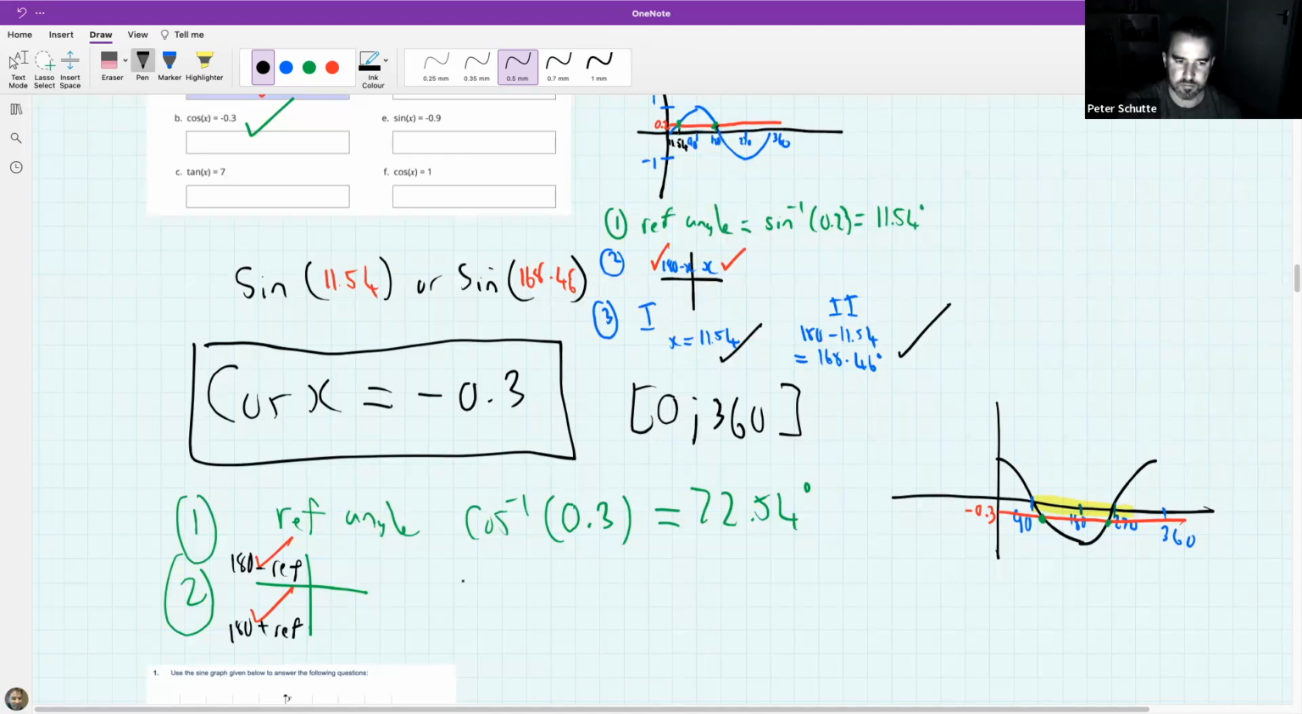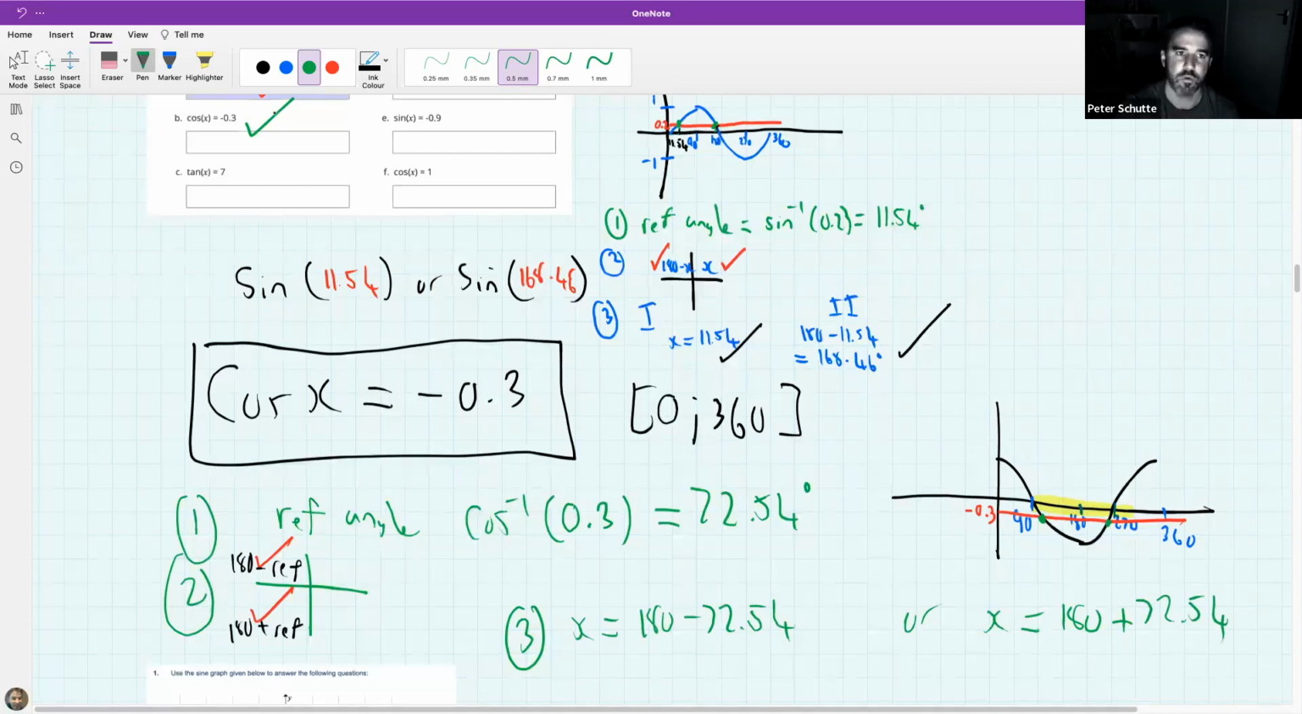So what is my answer going to be? Well, x is going to be 180 minus 72.54, or x is going to be 180 plus 72.54, which gives me 107.45, or what is the other one going to be? 252.54.